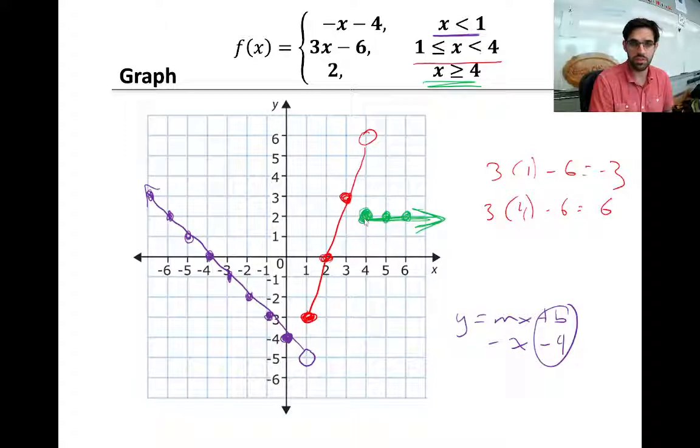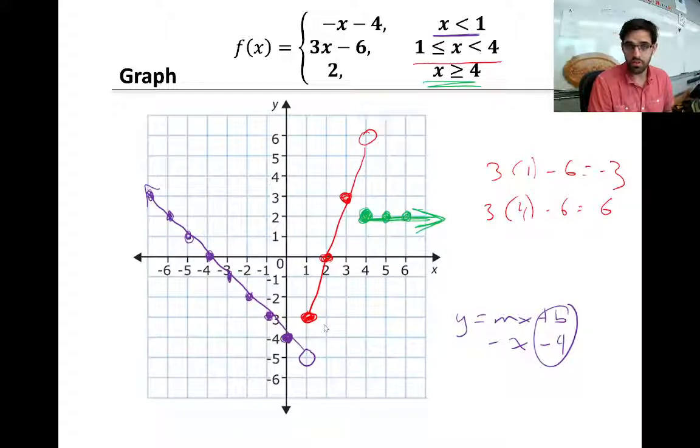So that's going to result in not a dot, but just a horizontal line. Input of 4 goes to 2, input of 5 goes to 2, input of 6 goes to 2. Anything greater than 4 would output as 2. And the other lines we can graph accordingly. Again, we're using our understanding of y equals mx plus b to graph these lines.